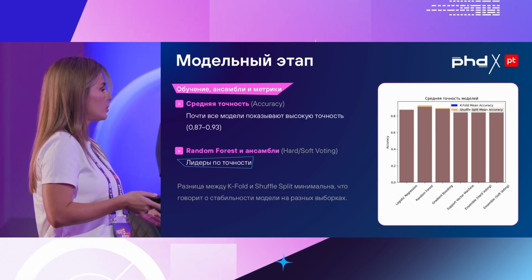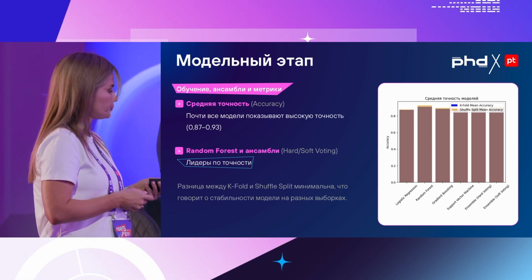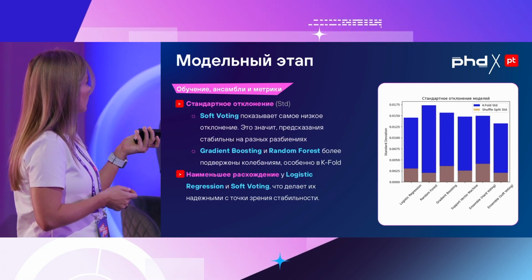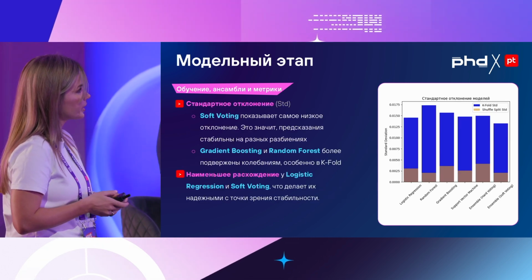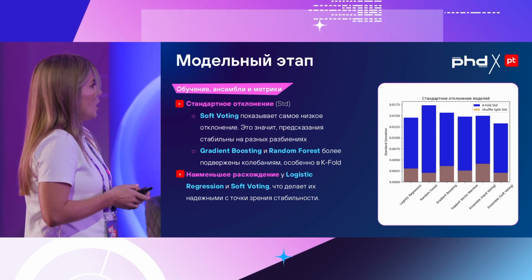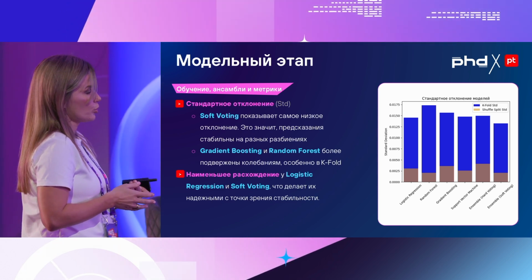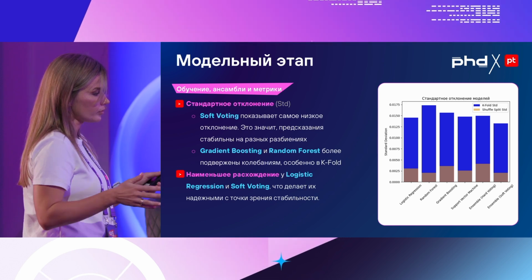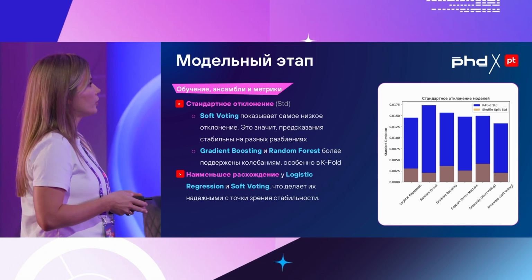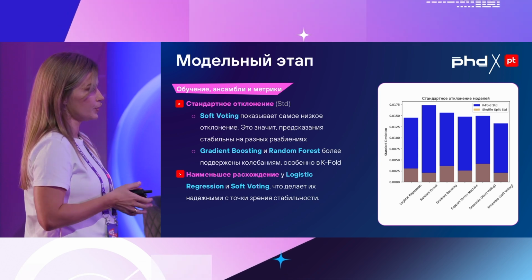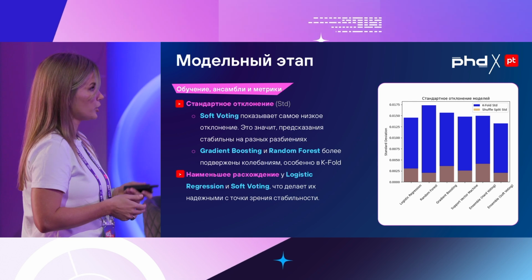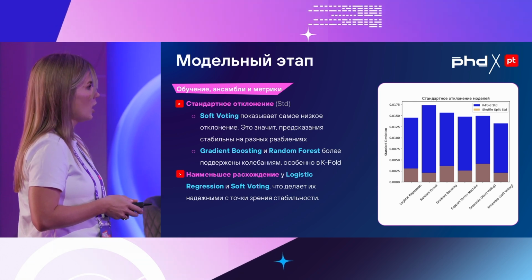What else? Ensemble and random forest were the most precise algorithms. Next metric which was analyzed is standard deviation. What did we do? We split the sample into batches and saw how precise it was.